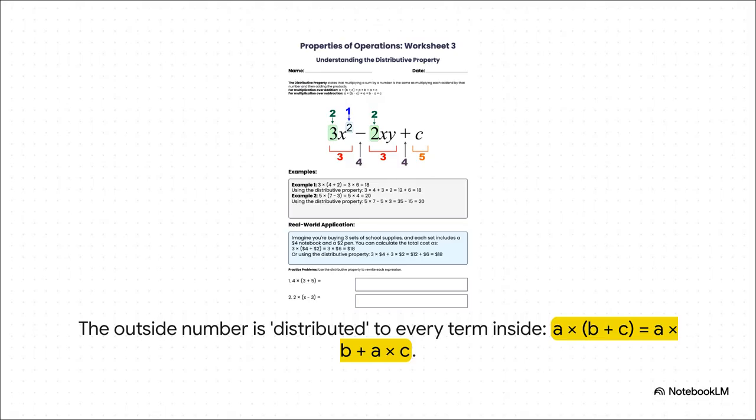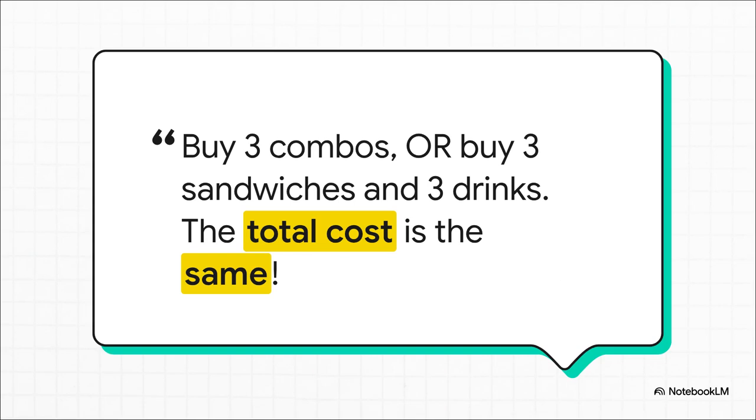So with an example like 4 times the quantity of 3 plus 5, the distributive property tells us we can hand out that 4 to both numbers inside. We do 4 times 3, and we do 4 times 5, and then we just add those results together. It's a fantastic way to break a tougher problem apart.